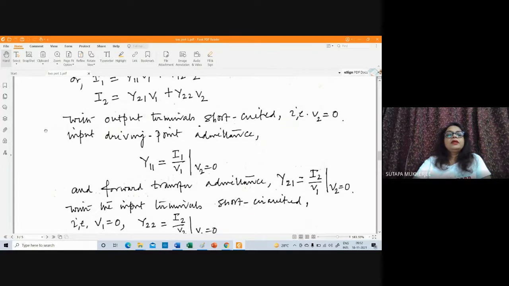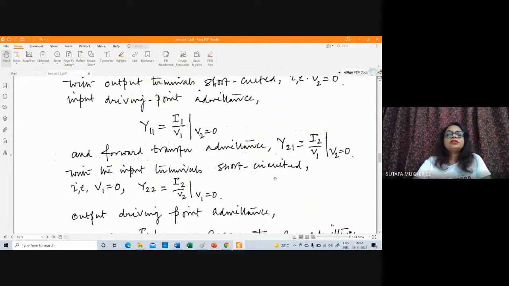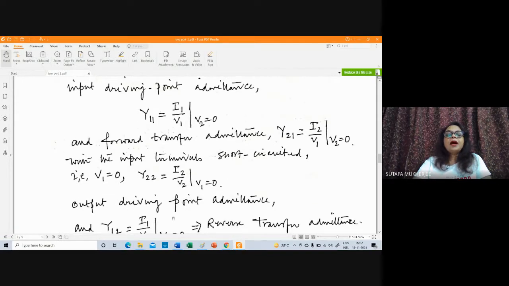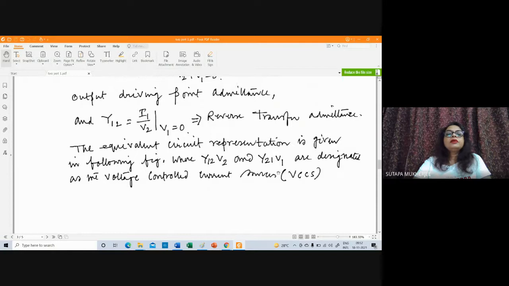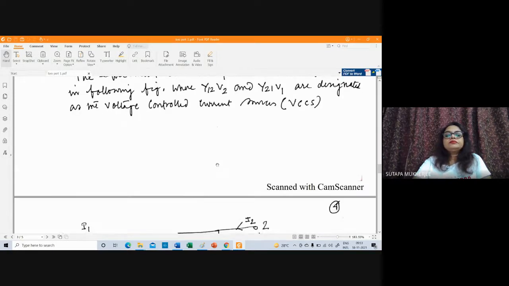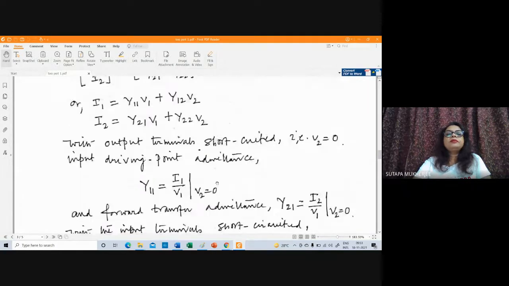This is called input driving point admittance, Y11. This is called output driving point admittance, Y22. This is called forward transfer admittance, Y21. And this is reverse transfer admittance, that is Y12. Reverse transfer, that is the opposite of that. Fine. Now do the problem.